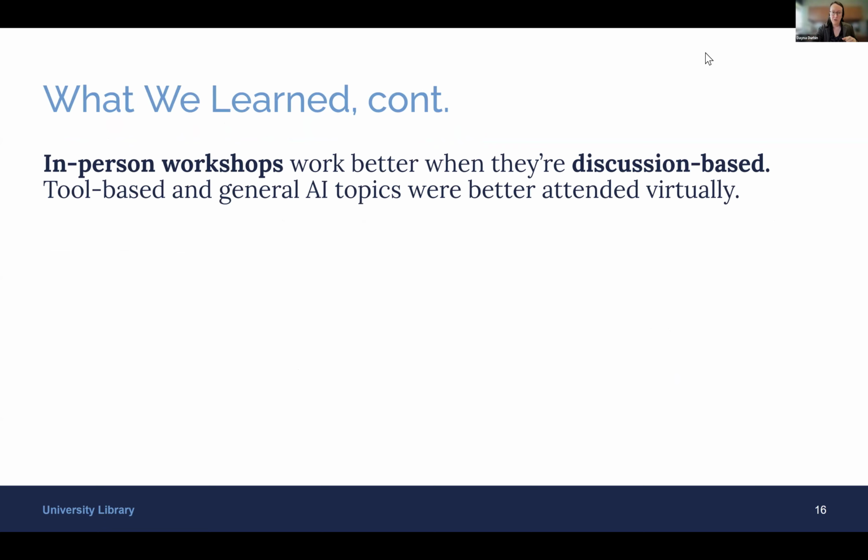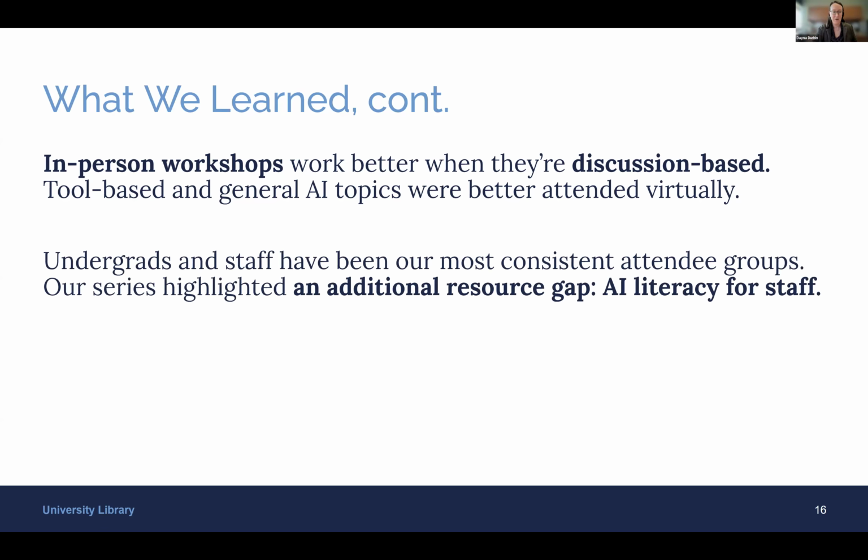We also found in-person workshops were great for the discussion-based topics. Like in the fall, we had one that I co-led called Generative AI for Skeptics, and that was great. It was small group discussion where people got to grapple with and share resources about ethical concerns that they had related to AI. But we had 13 people come to that versus the Zoom sessions where we have 60, 80, 120 people come. So the more general AI topics and the tools-based ones are better attended virtually. We decided to continue offering them that way. Undergrad students and staff were our most consistent attendee groups.